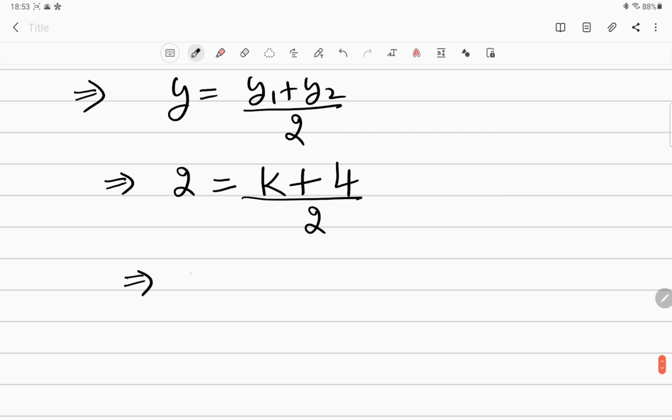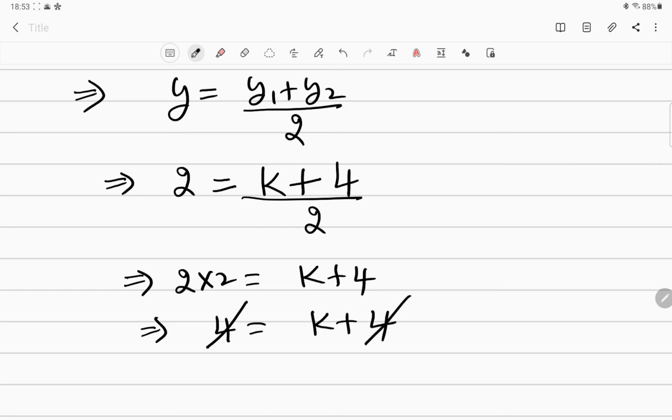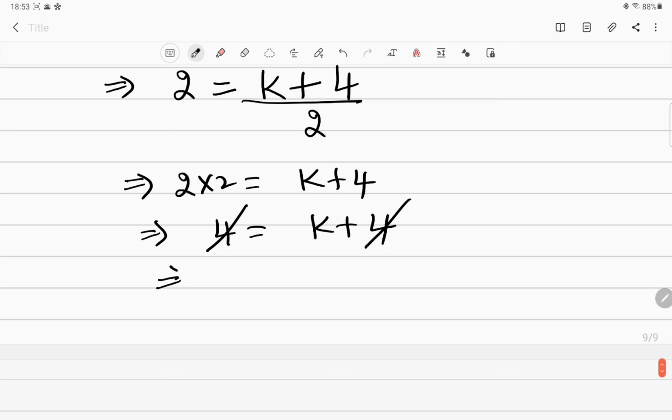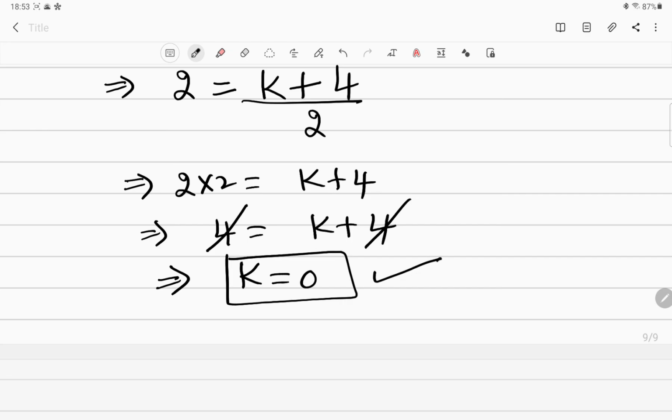Then I'm going to have 2 into 2 is equal to k plus 4. So it is going to be 4 is equal to k plus 4. This 4 and 4 get cancelled, so k is equal to 0. They asked us to find the value of k, so this is 0.